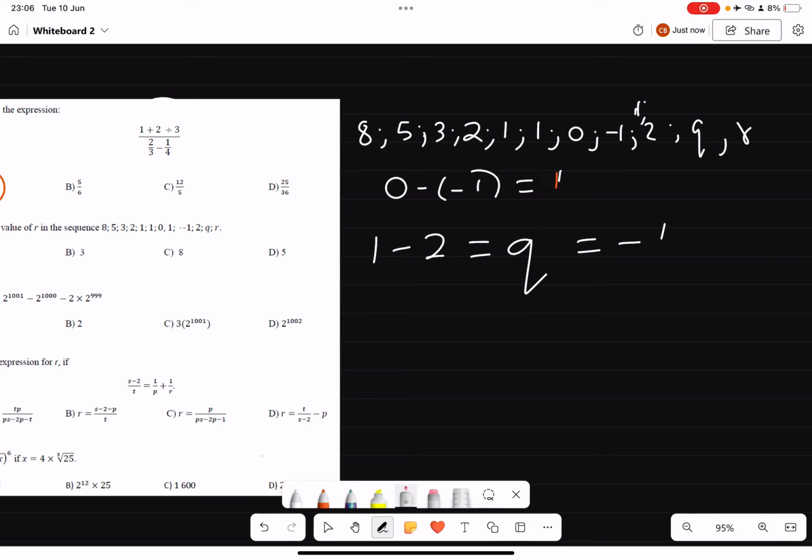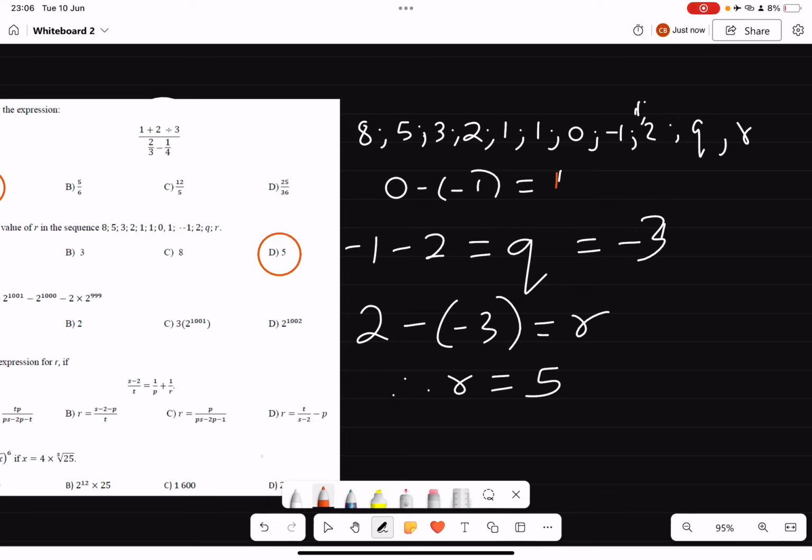And then which means, let's see. No, this is minus 1. So basically minus 1 minus 2 will give us q. Okay, so which means q will be minus 3. Sorry about that. And then which means 2 minus q, which is minus 3, must give us r. Therefore r must be equal to 5, which is indeed option D. All right, and we're fine with that.